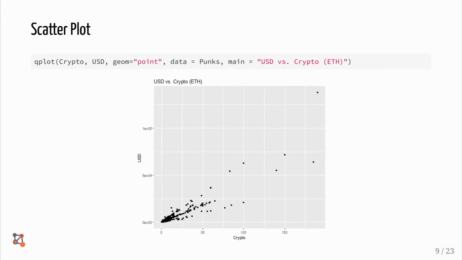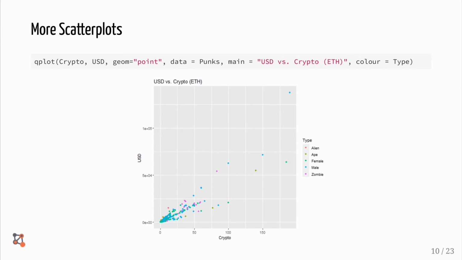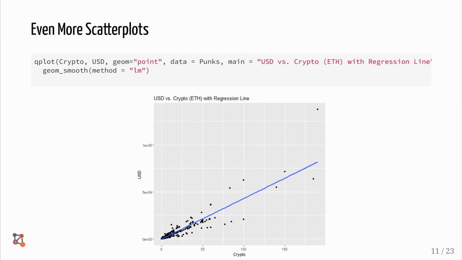We use the qplot command along with crypto, USD, and then a series of commands to create the scatterplot, the crypto being Ethereum. In this scatterplot, you can see that a few parameters have changed. There are now colors on the graph and a legend has been included. The qplot command allows for a lot of customization of your graphs. This final scatterplot includes a regression line to help us see the trend in the data.